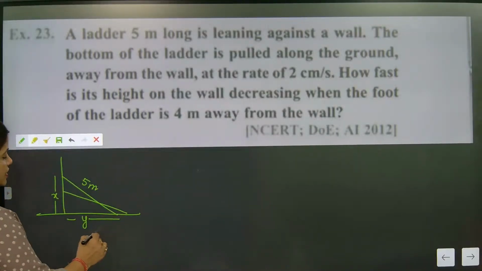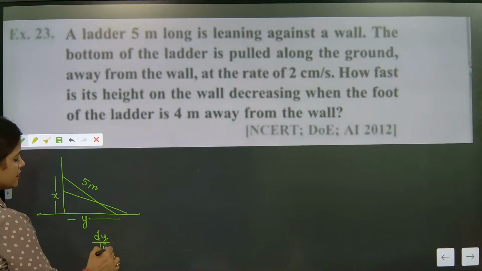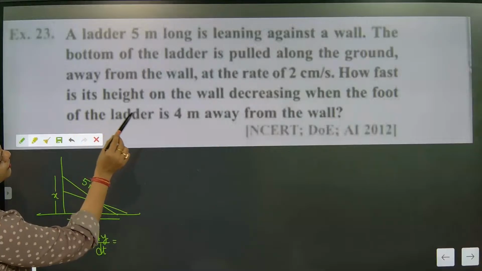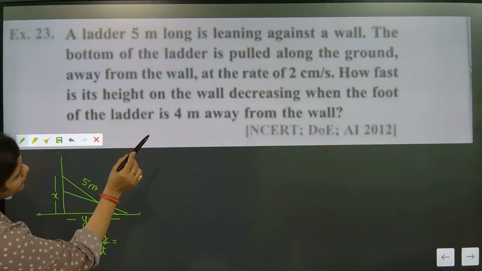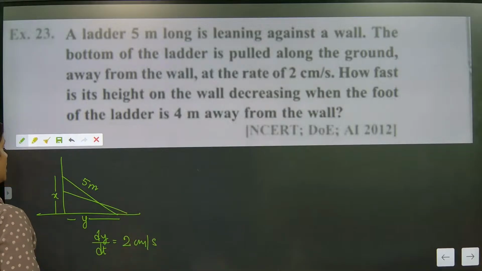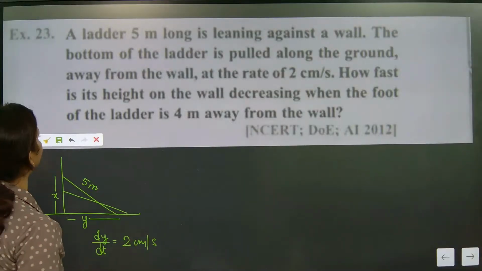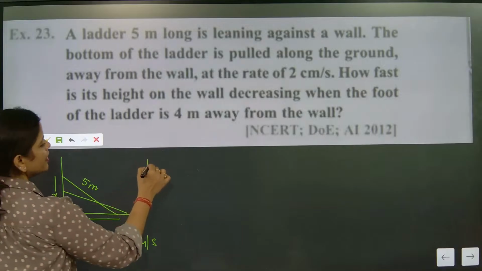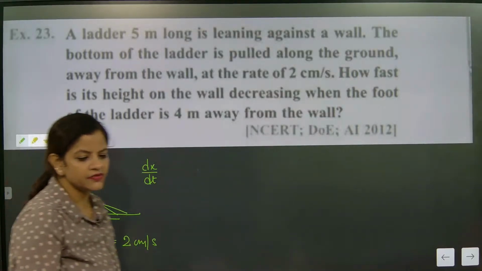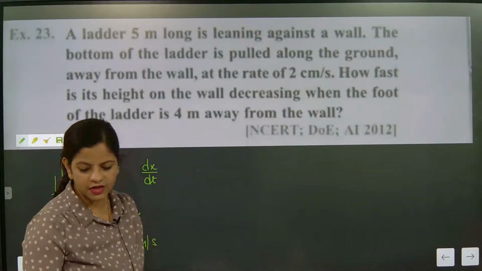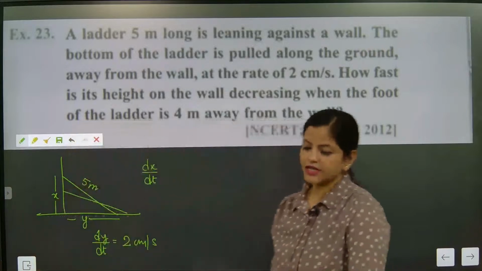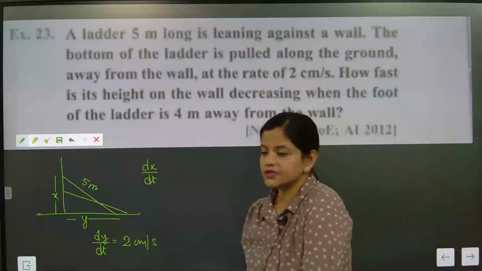Now dx by dt is exactly 2 centimeter per second, because they are telling that the bottom of the ladder is pulled along the ground away from the wall at this rate. Now they are asking at what rate the height is decreasing. So we have to find the decrease in y. Shivaranjani, please start solving the questions, beta. The decrease in y we have to find, and now beta, what will be there?